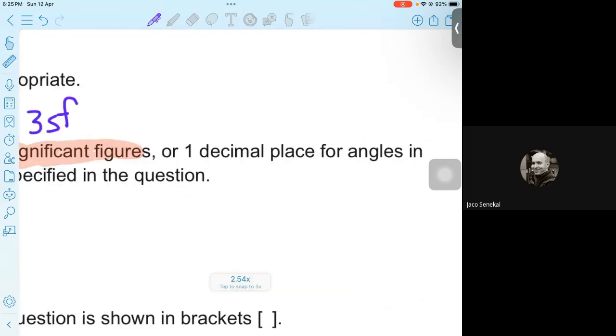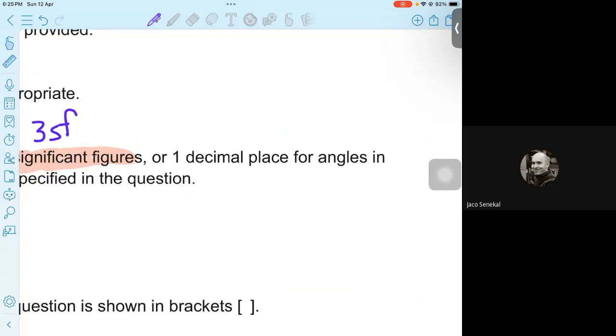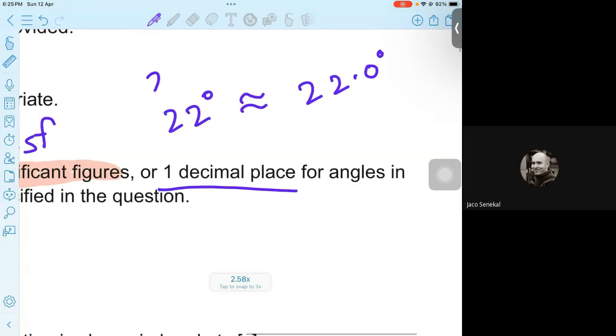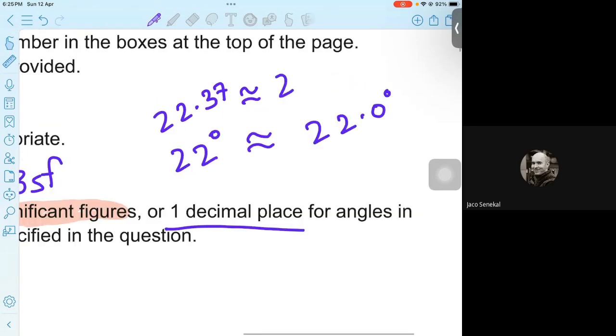The second thing is, when you're working with angles, you can also write in 1 decimal place. So that's basically saying if it is 22, don't write 22.0, or you can just write 22. It's not a problem. You can also write it this way. If you have something like 22.37, write this as 22.4.